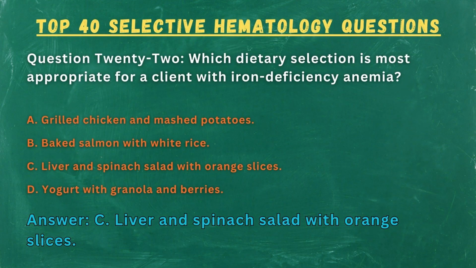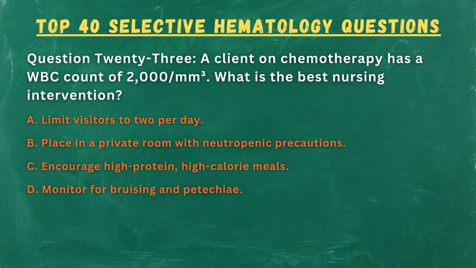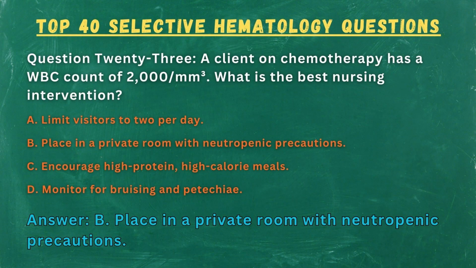Answer. C. Liver and spinach salad with orange slices. Question 23. A client on chemotherapy has a WBC count of 2000/mm³. What is the best nursing intervention? A. Limit visitors to 2 per day. B. Place in a private room with neutropenic precautions. C. Encourage high-protein, high-calorie meals. D. Monitor for bruising and petechiae. Answer: B. Place in a private room with neutropenic precautions.